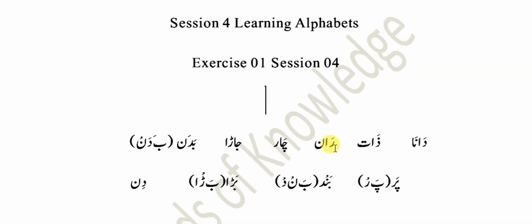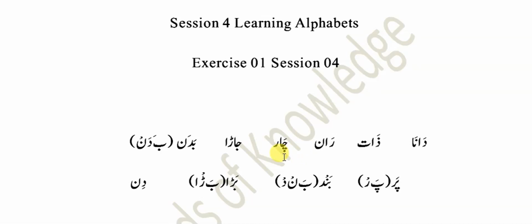Then it's ran. Ray has zabar sign over it. The first alphabet is Ray, then Alif, and the last one is Noon. Ray with zabar sign, Alif, and Noon. The whole word is ran.